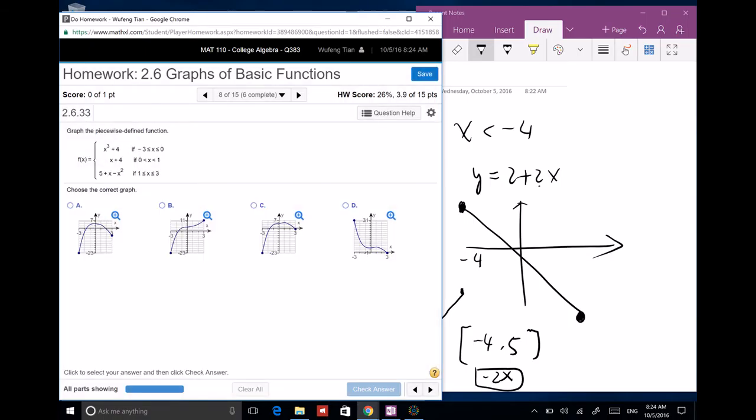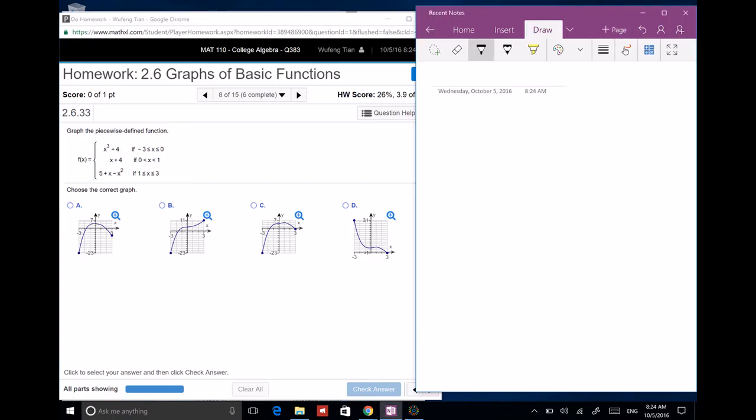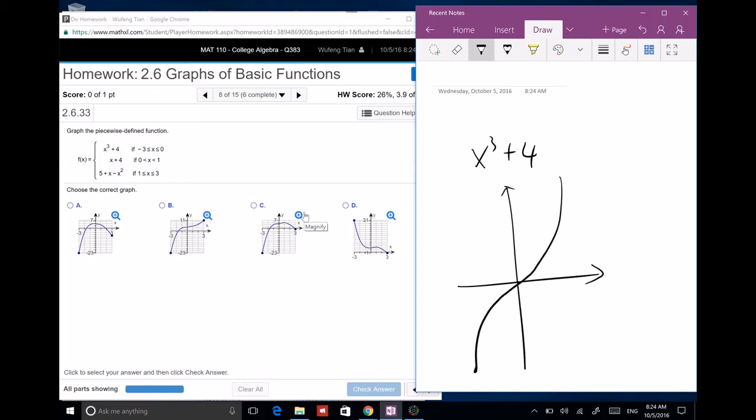Okay, number eight. This one is an x cubed function, x plus 4, and another squared function. So first, x cubed plus 4, we can tell this is going to be a function. First it looks like this, and then you shift it up by 4 points, like that. So if it's -3 to 0, you have half of that, just like here, and it's 4.